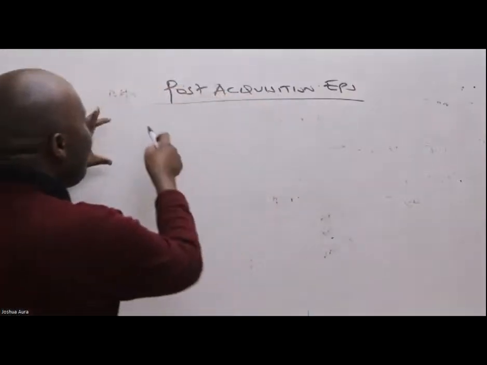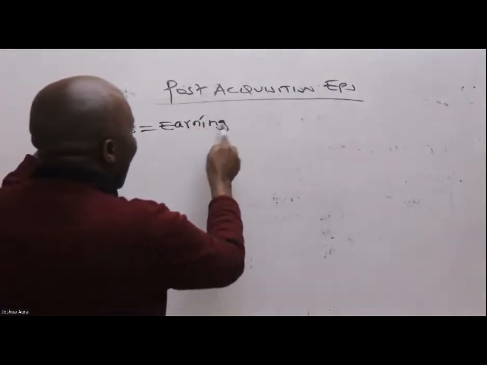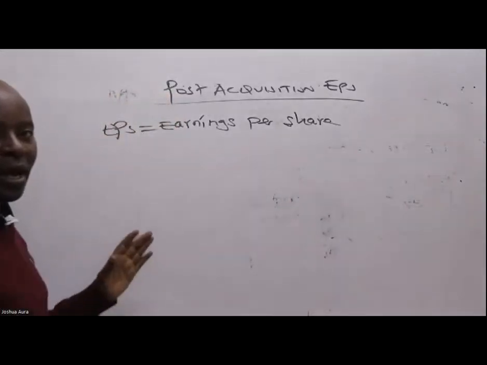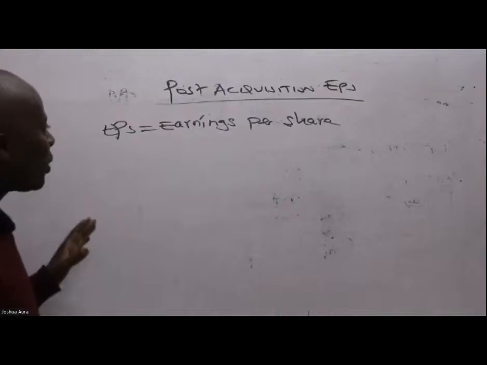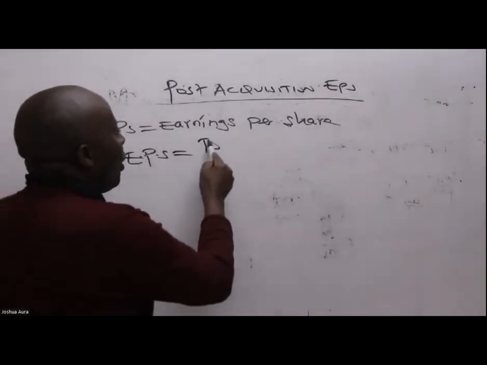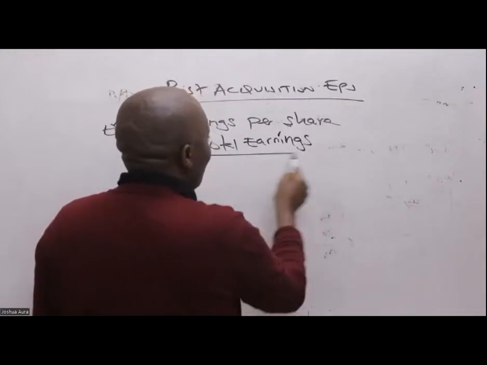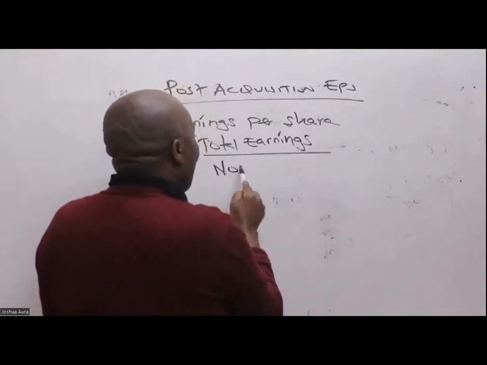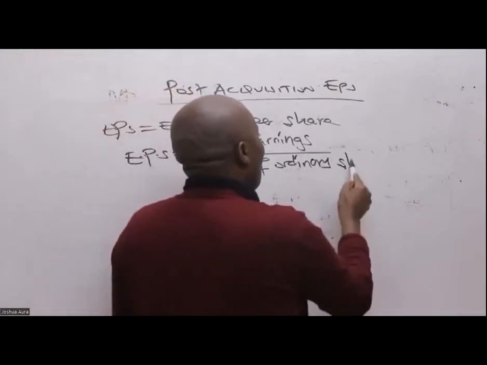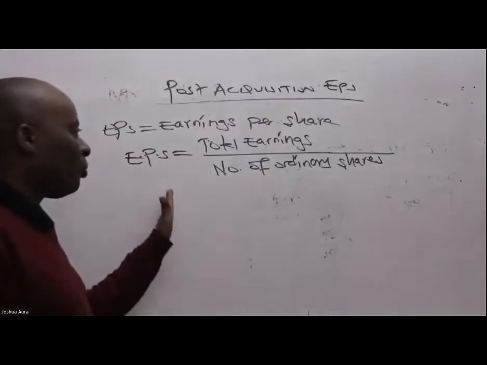Now, ladies and gentlemen, please listen. EPS stands for, in full, earnings per share. And for us to be able to get earnings per share, we normally take the total earnings of the firm all over the number of ordinary shares. This is so important as we begin.